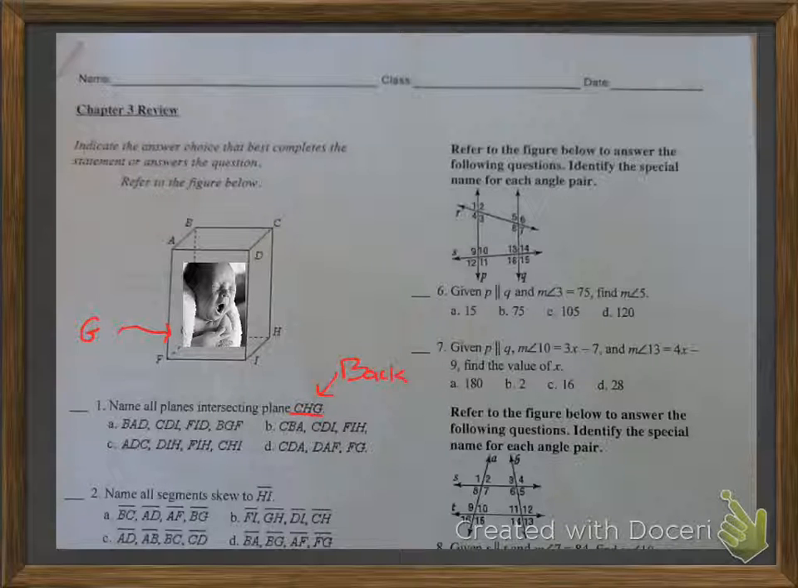So the first one is to go and look at the planes, intersecting planes CHG. You have to identify in a box like this where that is. That's the back, and you can't see G. It's behind the picture of, that's Ethan.